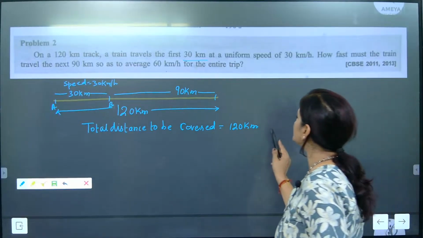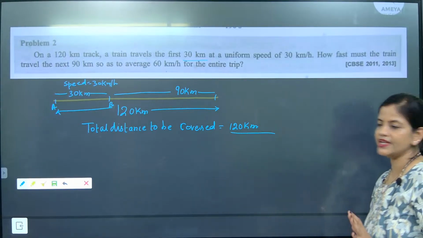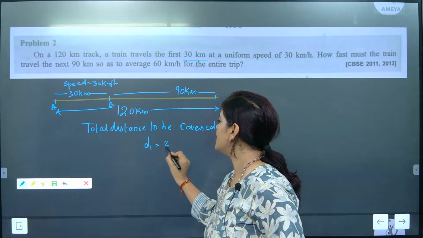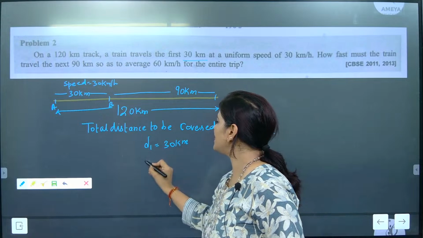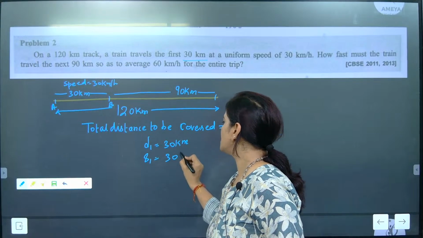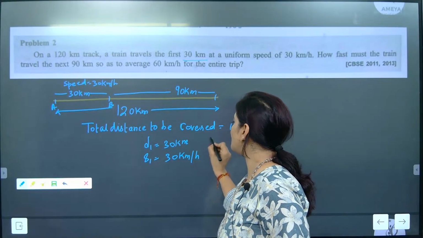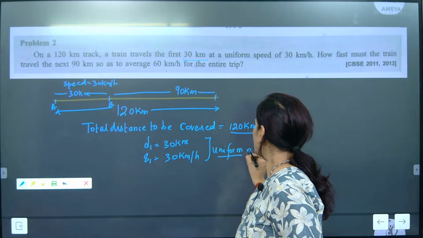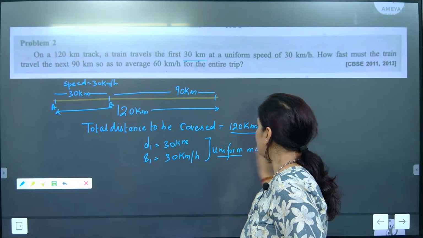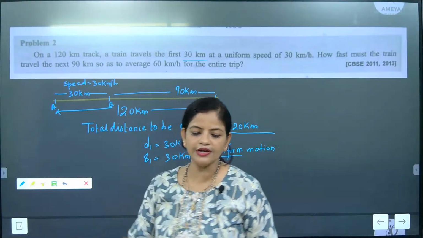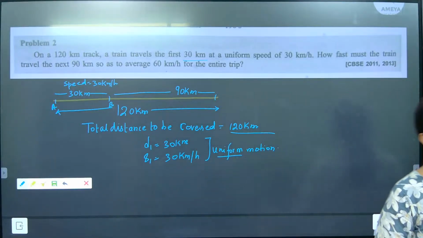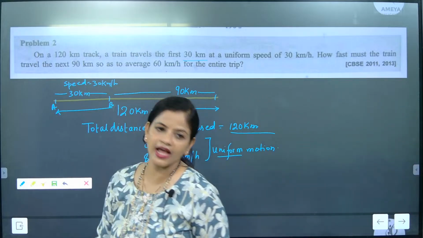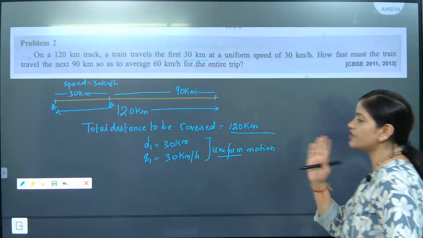So total distance to be covered is how much, beta? 120 kilometers. So distance d1 is given as 30 kilometers, and it is covered with uniform motion. Uniform motion means equal distance covered in equal intervals of time. What is the meaning of uniform? Equal distance covered in equal interval of time. Understood? So this is the first checkpoint.